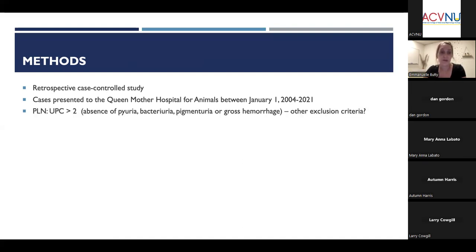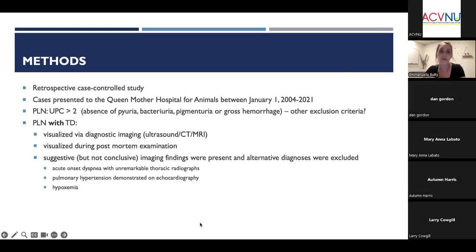Their inclusion criteria for PLN was a UPC above 2 without pyuria, bacteriuria, pigmenturia, or gross hemorrhage. They don't really talk about exclusion criteria. That was how they came up with their list of PLN patients. And the PLN with thrombotic disease was based on whether the thrombotic disease was visualized on diagnostic imaging or during a postmortem examination. They also included the ones that were suggestive but not conclusive on imaging findings when other alternative diagnoses were excluded.